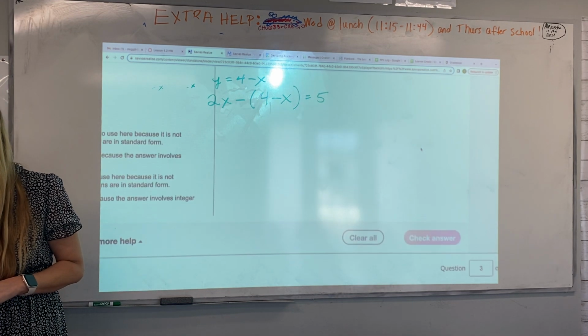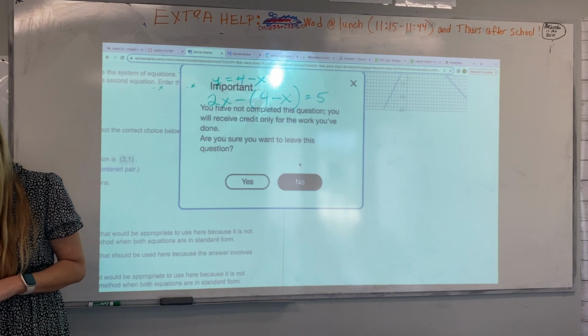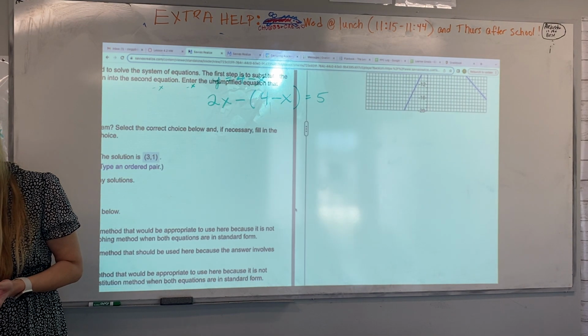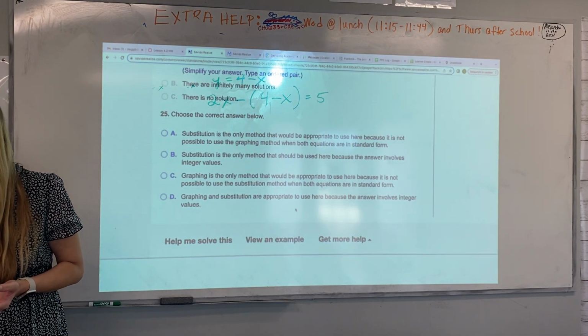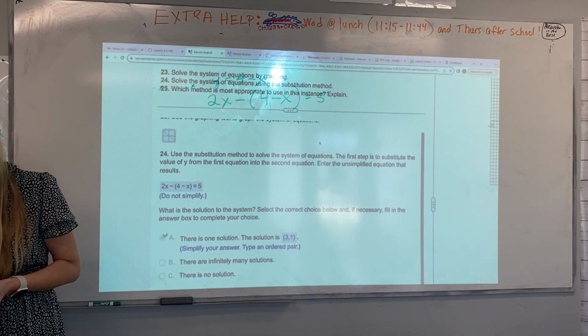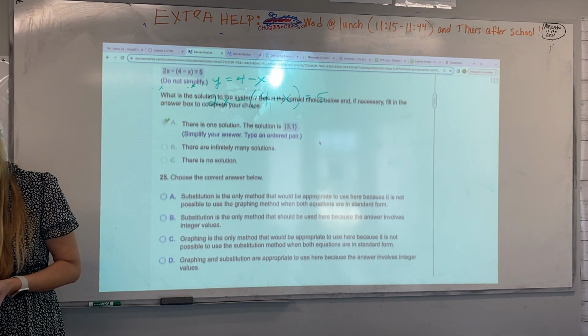I got it right. All right, next. Well, that's obvious because we already have one. Did I not complete something? Oh, choose the correct answer. It says, what is the solution? Choose the correct answer below.